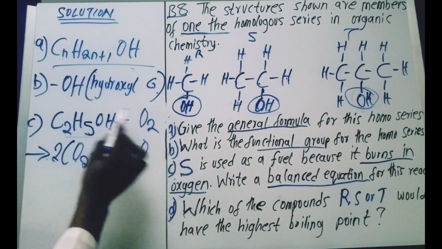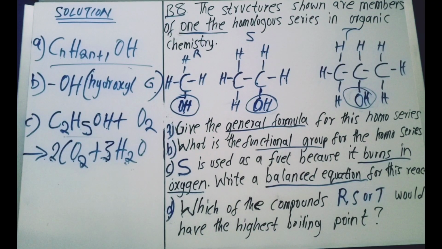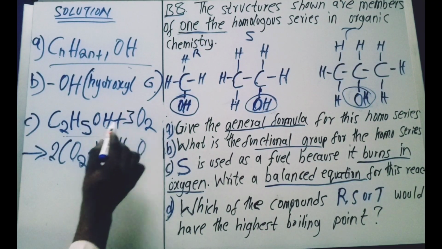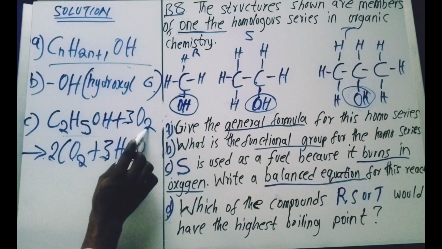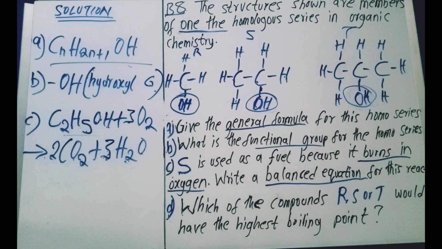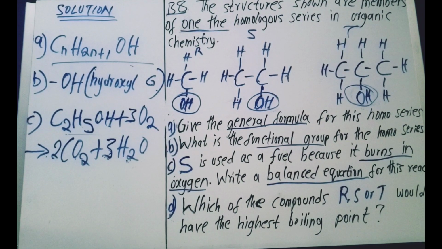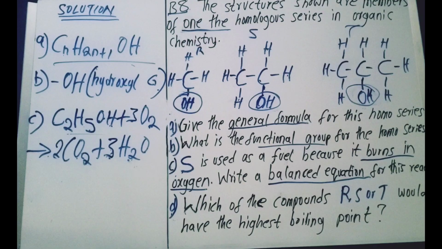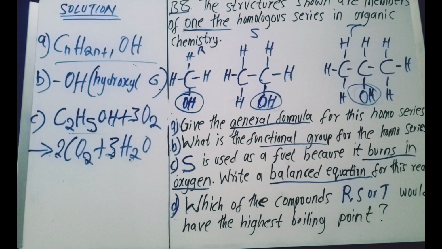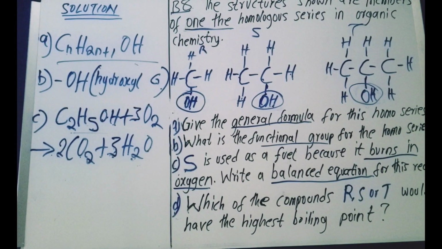What can we do to make sure that even this side it is 7? So if we add a 3 here, it's going to be 3 multiplied by 2, which is 6, plus this one here, it is 7. By this, it means this is what? Is balanced. Okay? It means this is balanced.